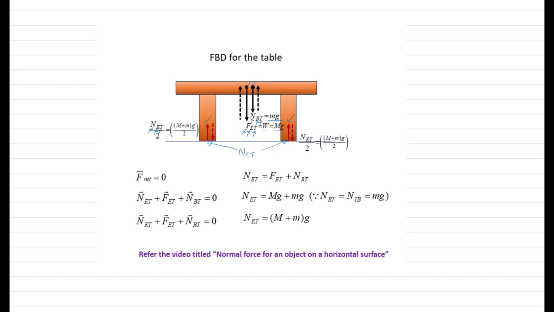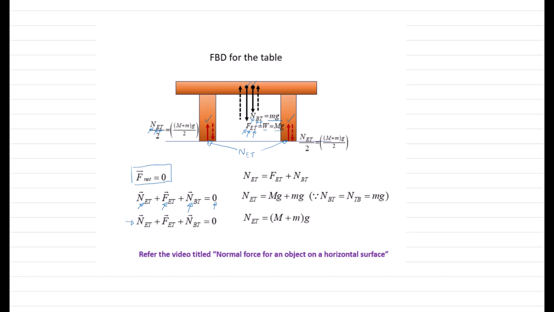Now coming to how we apply Newton's second law. It's given that the table is at rest. That means there is no net force acting on the table, which means the vector sum of all the forces acting on the table, that is NET plus FET and NBT, the three forces that I mentioned, when added vectorially, should give zero. And this equation is the same as the above equation. I think I have written it by mistake.